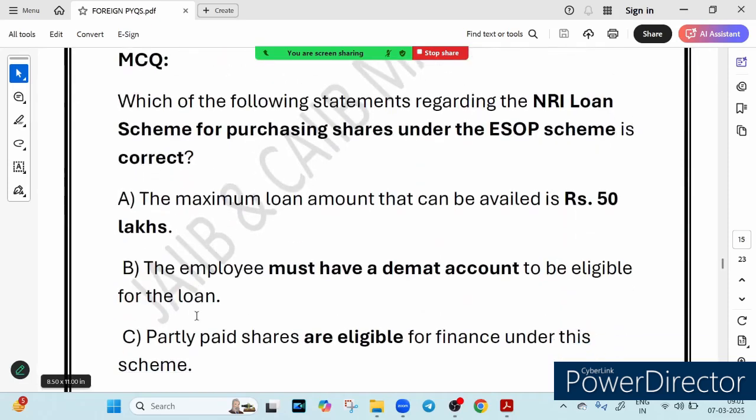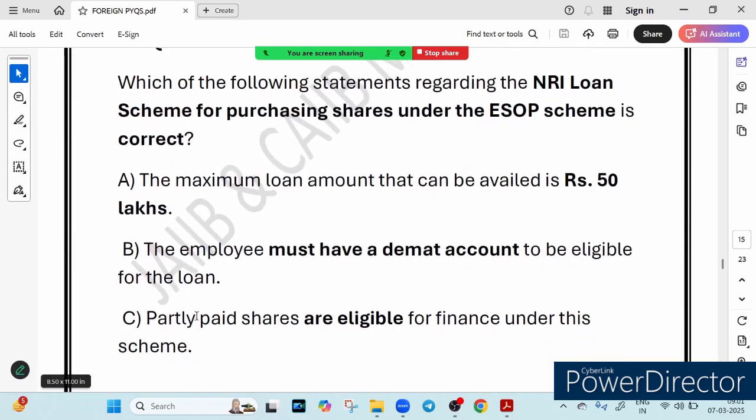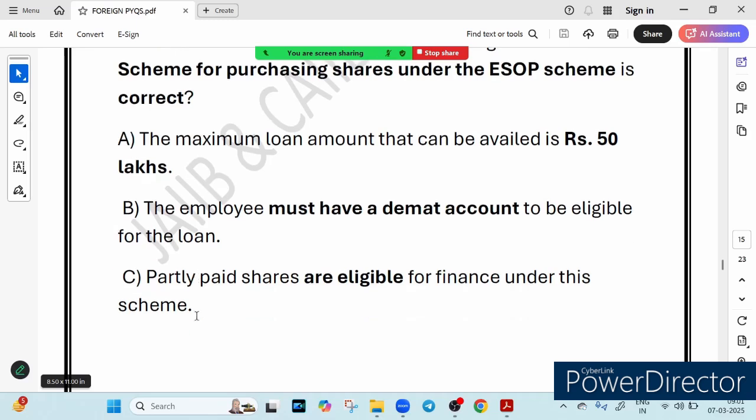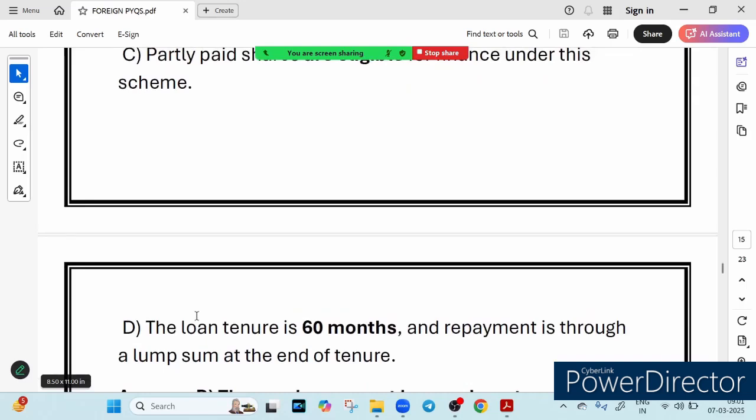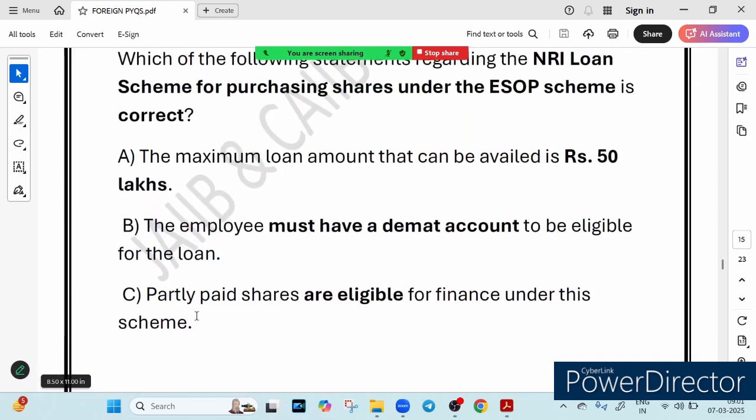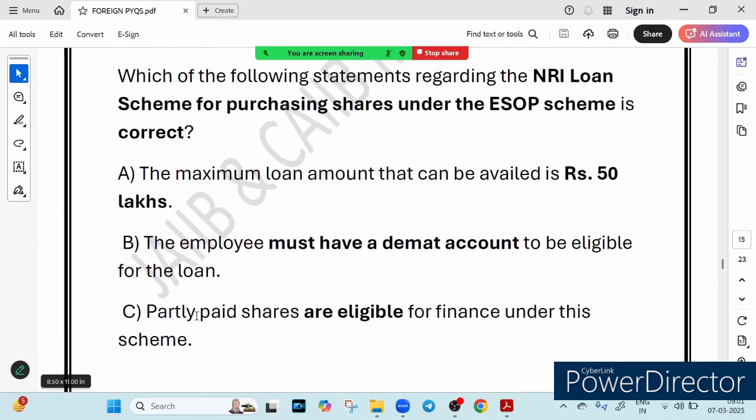The next question is, which of the following regarding the NRI loan scheme for purchasing shares under the ESOP scheme is correct? Remember, correct is asked. Option A says the maximum loan amount that can be availed is 50 lakh. Option B, the employee must have a demat account to be eligible for the loan. Option C, partially paid shares are eligible for finance under this scheme. And option D, the loan tenure is 60 months and repayment is through a lump sum at the end of tenure. So which of the following statements regarding the NRI loan scheme for purchasing shares under the ESOP is correct? This is the question, right?